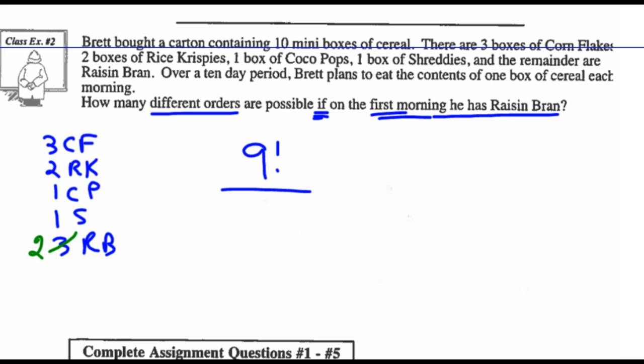But we've got 3 cornflakes, so we divide out the 3 factorial for cornflakes. We've got 2 Rice Krispies, divide out 2 factorial. And we now have 2 Raisin Bran, so divide out those 2 factorial. Calculate that, and we come up with 15,120 different ways he could eat the remaining 9 boxes of cereal in 9 mornings.